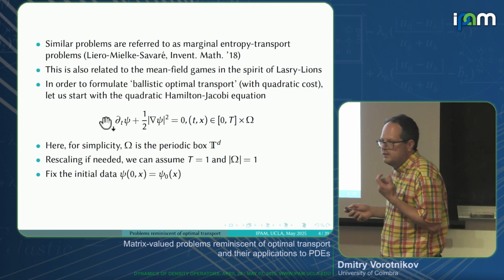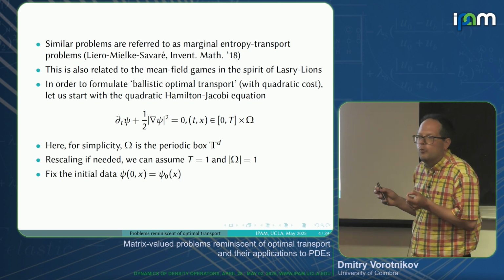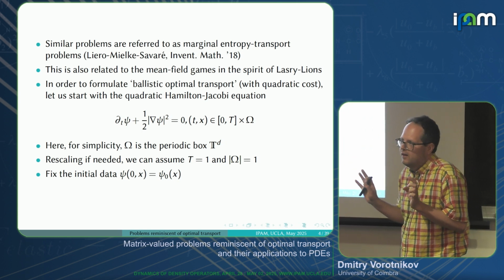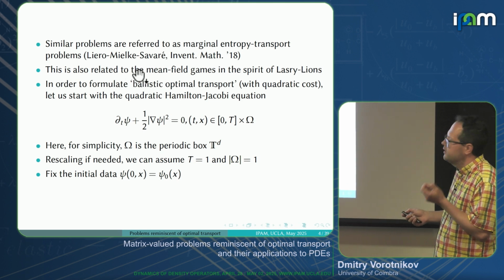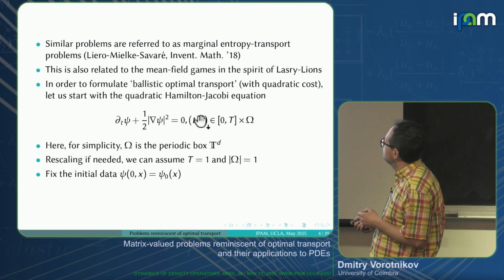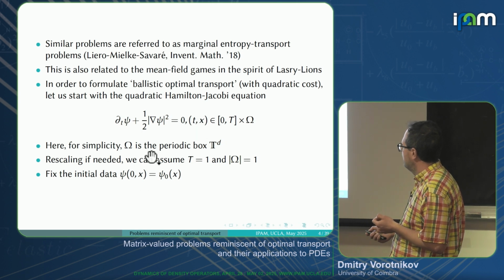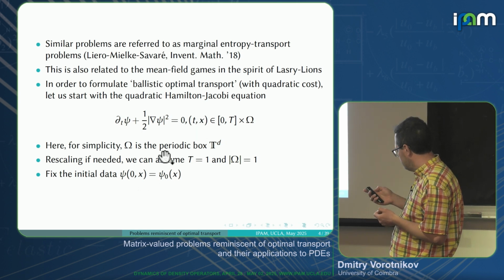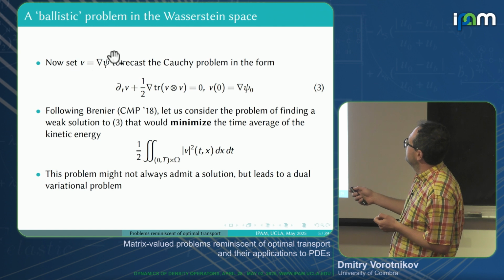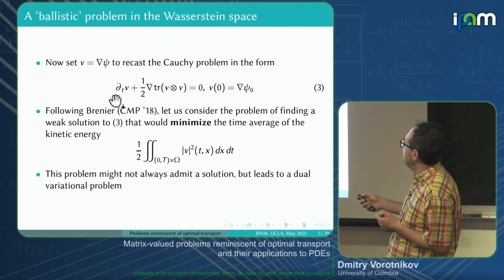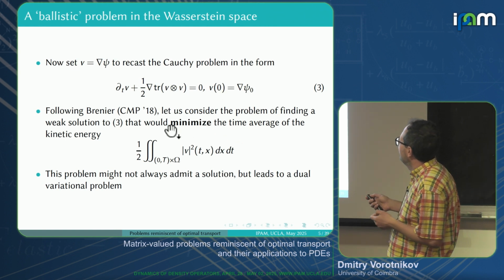So let me show you how these kinds of problems appear in the Wasserstein space in a natural way, when you start from just any PDE. You start essentially from the Hamilton-Jacobi PDE first, and how it generates this kind of problem. So you start from the Hamilton-Jacobi PDE, a quadratic one, and you fix the initial condition. And then you can just change the variable, denote the gradient of the solution by V, and write it in this style. So this is like Burgers' equation, but multidimensional.